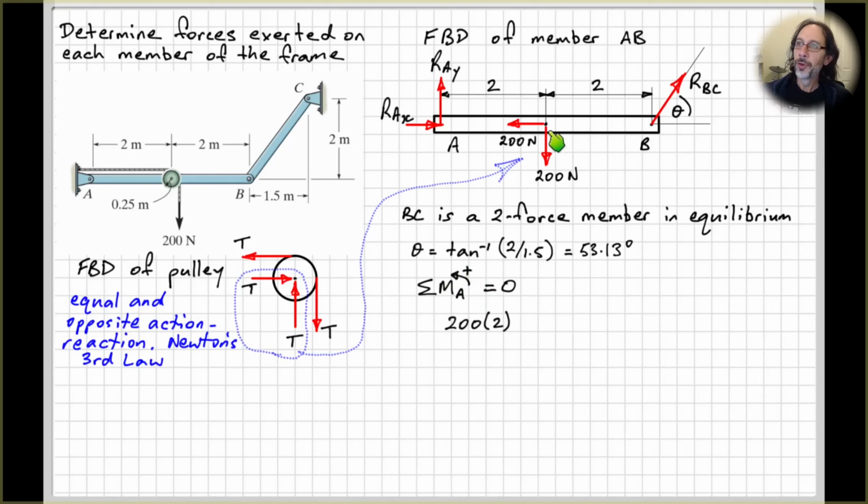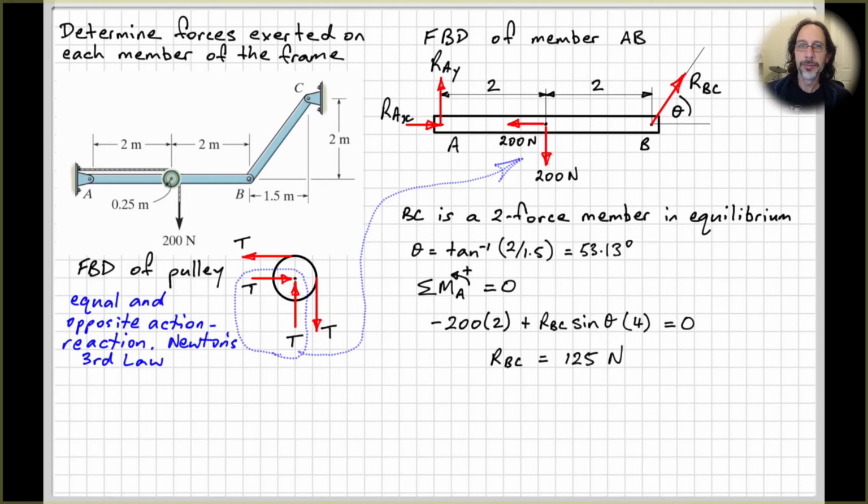Starting with the 200 Newton force acting downwards here, that's at a perpendicular distance from A of 2, tending to rotate clockwise, so that will be a negative moment. So we've got a negative at the front. And then we have RBC sine theta. Okay, so we need the vertical component of this force. So that will be the opposite to this angle theta here, and the perpendicular distance is 4. So RBC sine theta times 4, and it tends to rotate anti-clockwise around point A, so positive. Nothing else causing a moment, so that's all equal to 0.